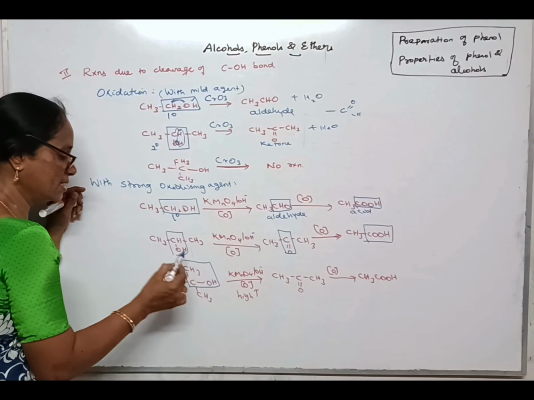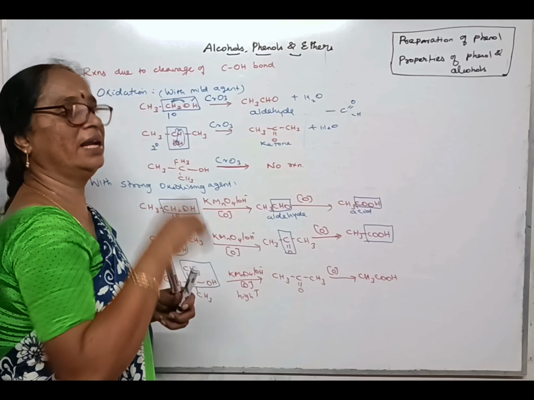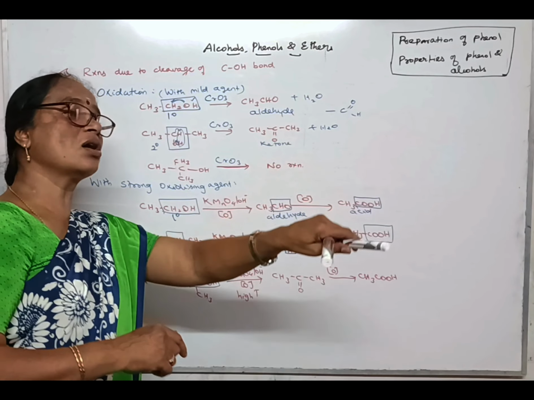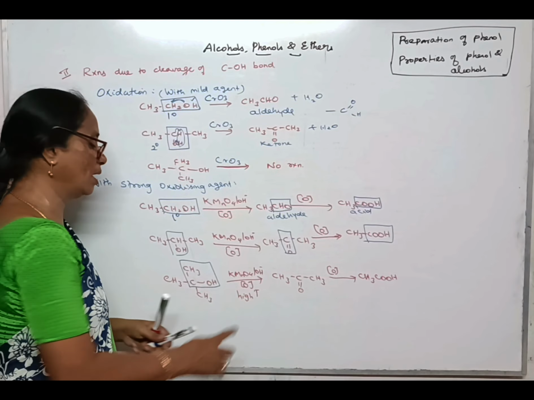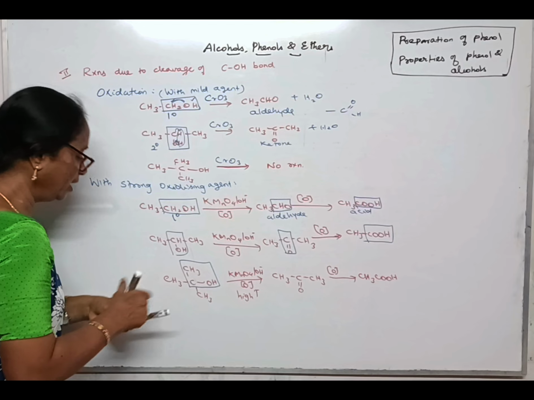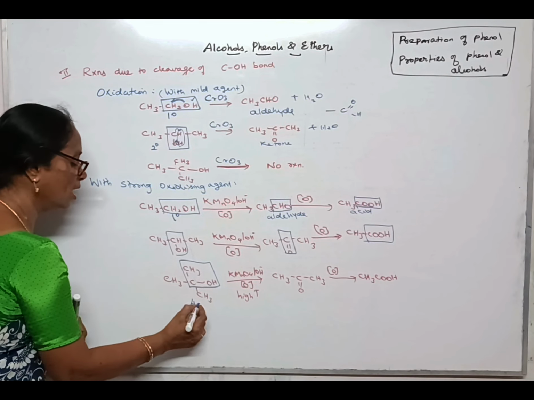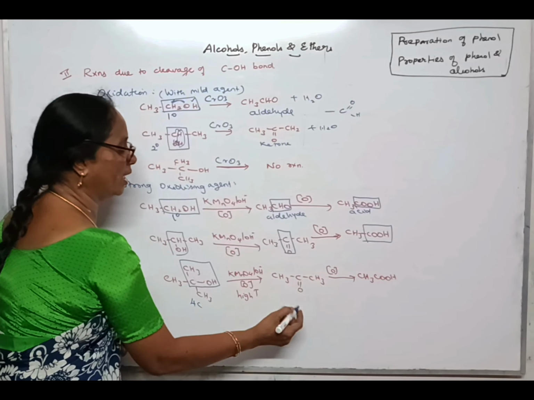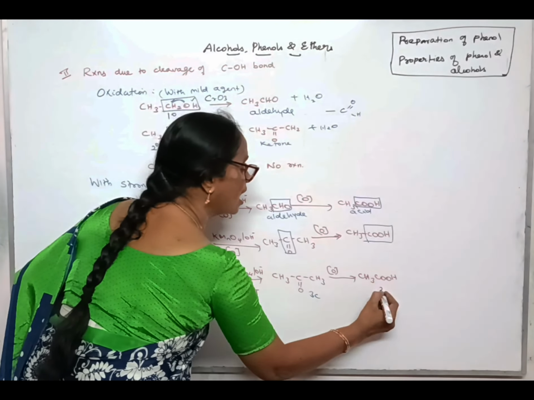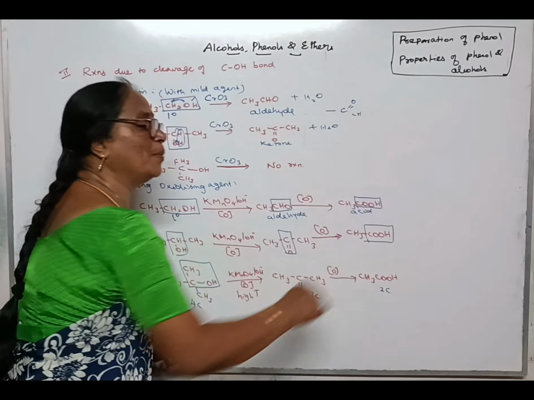And the CH3, the alkyl group, usually oxidizes to formic acid, HCOOH. But that formic acid is further oxidized to carbon dioxide and water because of the strong oxidizing agent. So we may find 4 carbons in tertiary butyl alcohol. When you go to the product, you may find it has 3 carbons. On further oxidation, you may find it has only 2 carbons. So the number of carbons decreases.